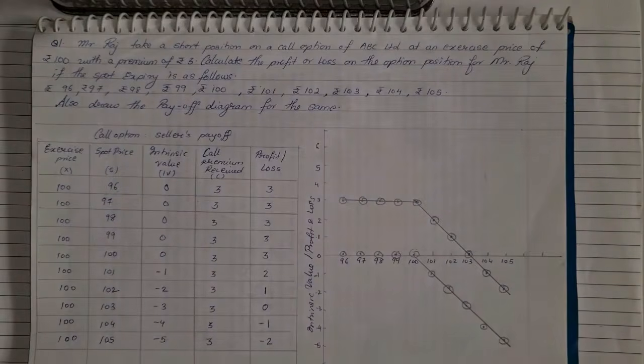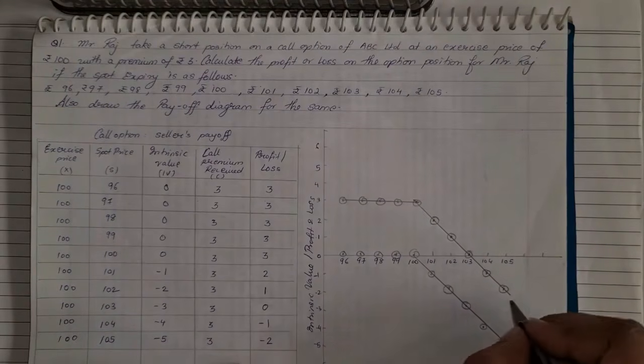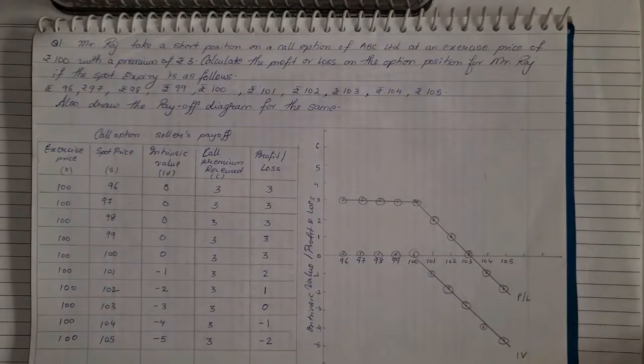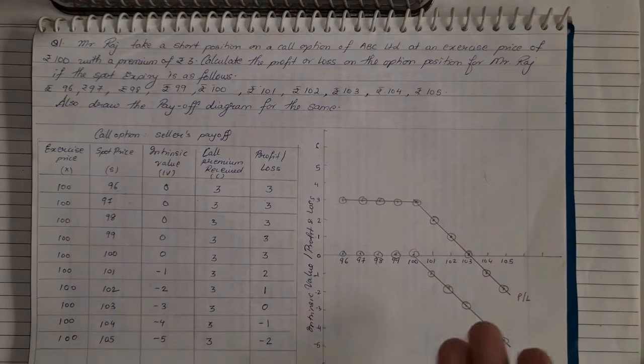Okay, so we can show it here that this is nothing but your intrinsic value and this was your profit and loss curve. Okay, so this is basically how we have to solve the sum when we have a call option seller's payoff given and they ask us to solve it in both the ways, tabular method as well as graphical method. So this is one of the two examples that we have solved.